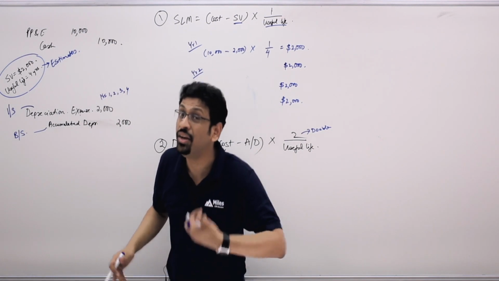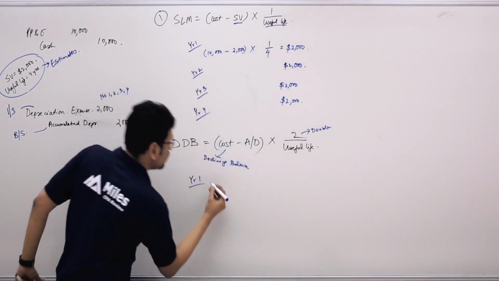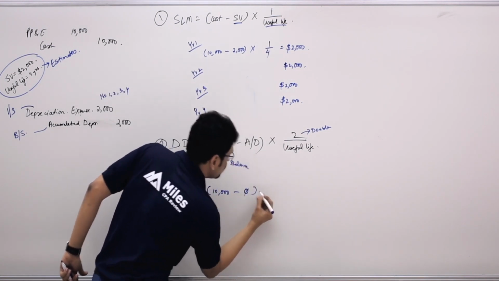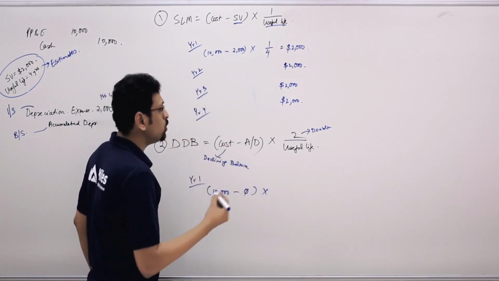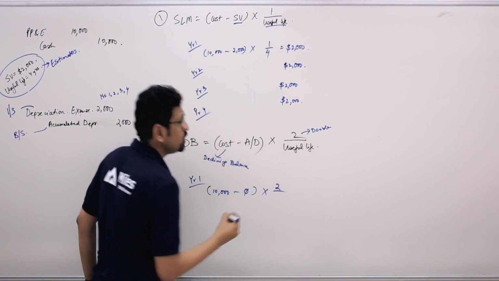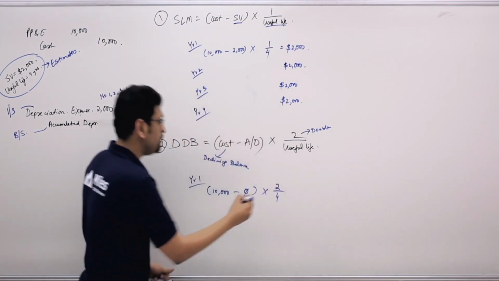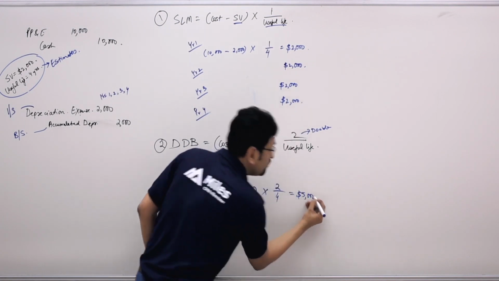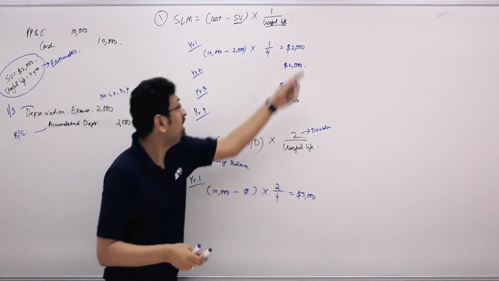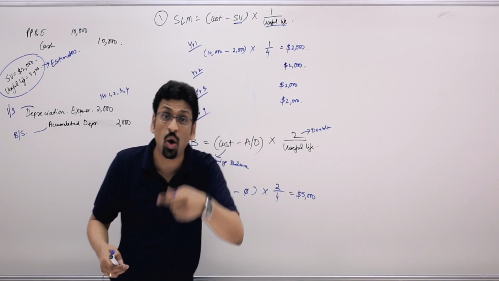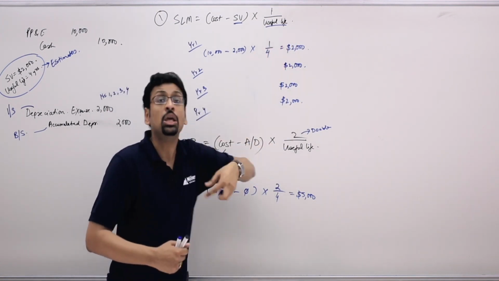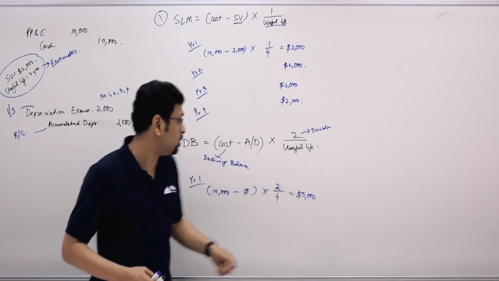It's brand new. So you take $10,000 minus 0 and you multiply it by 2 by useful life. So 2, what's the useful life for? So basically 50% of $10,000, that gives you $5,000 of depreciation in year 1. Guys, look at it. Here we just had $2,000. Now you're accelerating your depreciation. Instead of depreciating $2,000, you're doing $5,000.